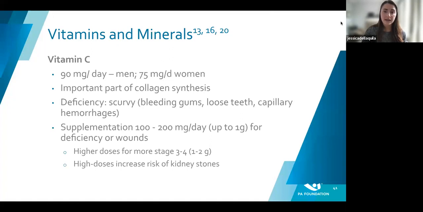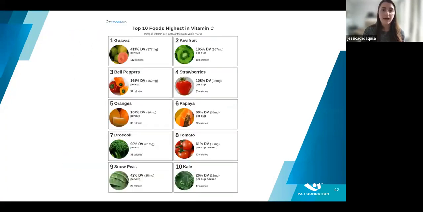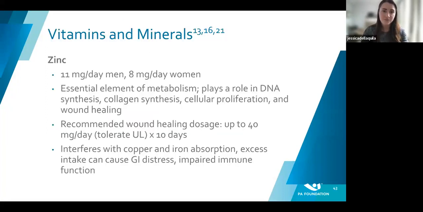Vitamin C is a water-soluble vitamin, and we want to supplement this during wound healing, specifically 100 to 200 milligrams per day, but you can go up to 1 gram. It is a water-soluble vitamin, so anything you don't utilize, you'll just excrete. Something I like to note here is most people think you have to get vitamin C just from citrus, but you actually get more bang for your buck if you do a cup of bell peppers. So it's in your veggies too.